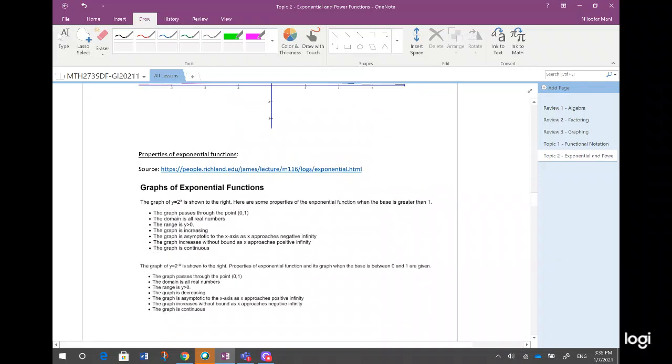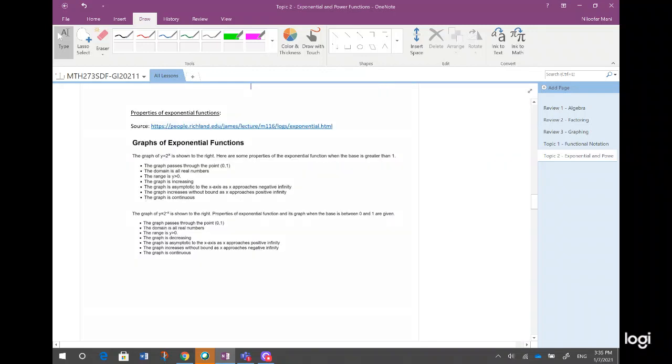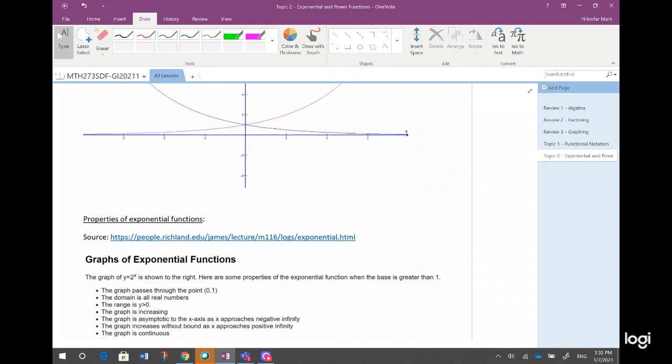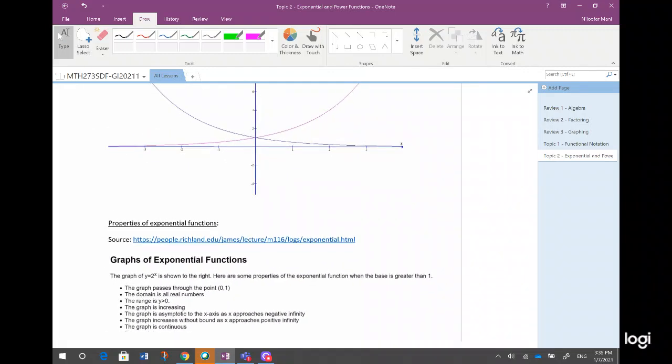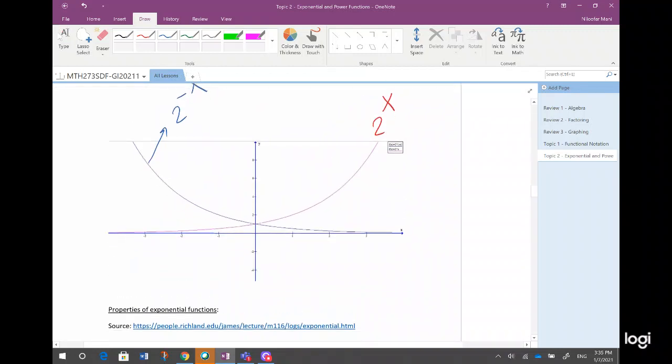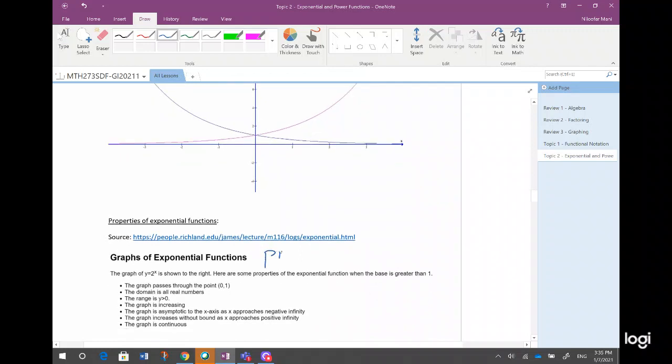Okay, so now I want to talk about both functions. Let's first talk about, I'm not sure if it's really visible. So I just want to talk about 2 power x, which is the pink one. Okay, the graph passes through this point, 0 and 1. Why? Because 1 is 2 power 0. That's the meaning.